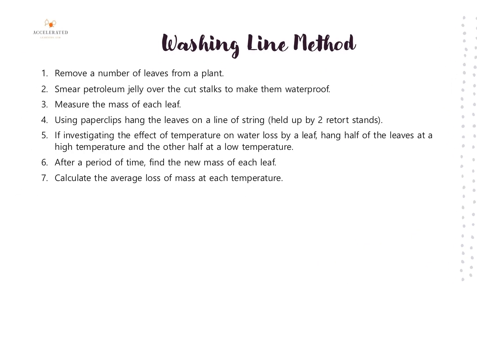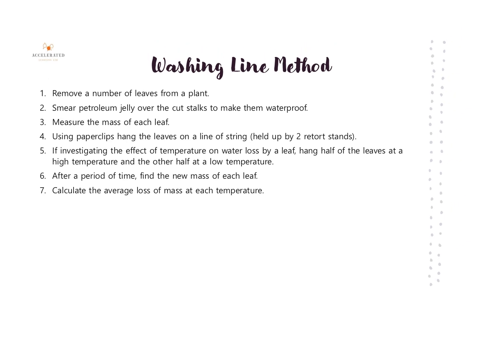Now, your last one is this here. It's known as the washing line method, okay? All you do is take a number of leaves from a plant, and put Vaseline on them to cover the stalks, which makes them waterproof because no water will be able to get in. You measure the mass of each leaf. You put them on a string, like a washing line, with two retort stands, and leave it there. You might have a fan or something, or you might be looking at temperature. Then after a period of time, you reweigh them, and from that you get the average loss of each of them. Does that make sense? Yeah.